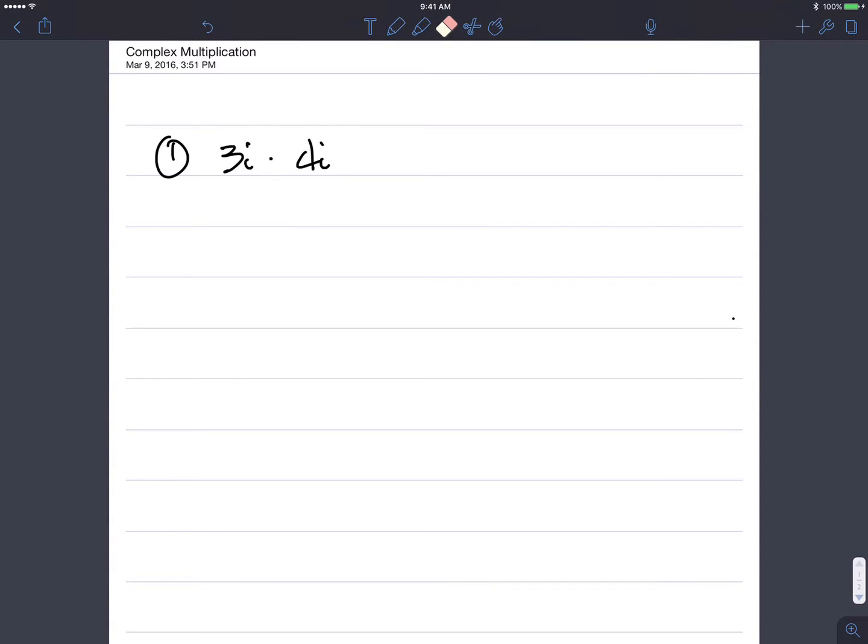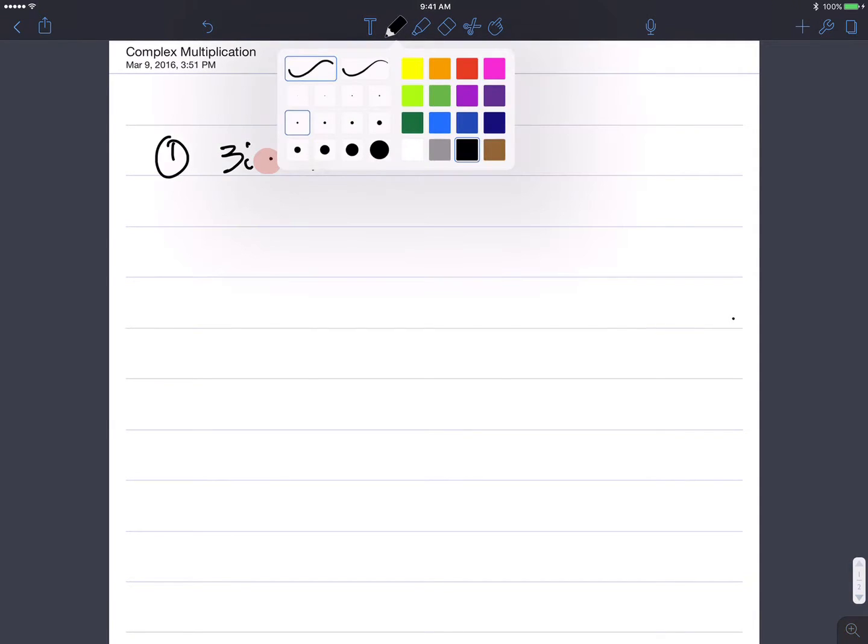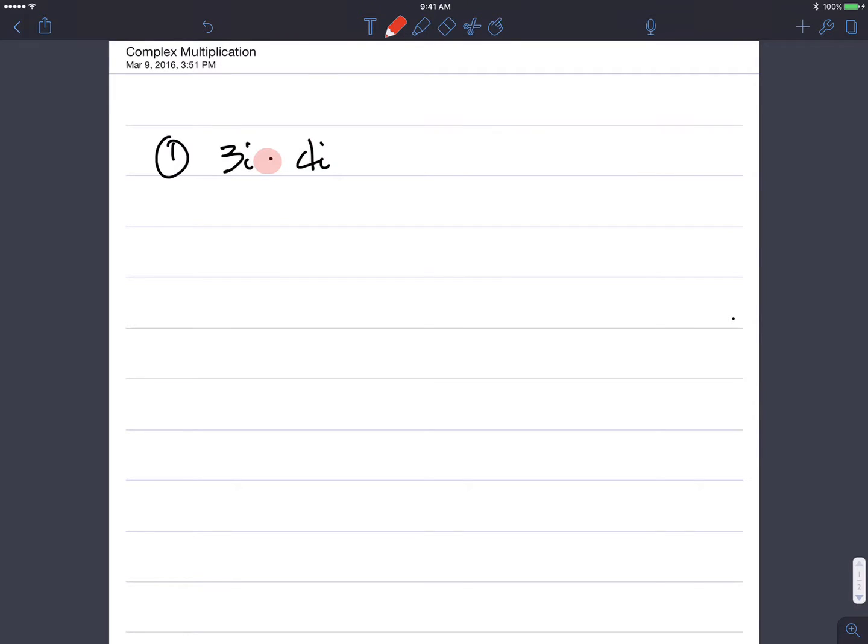This is the video solutions for the complex multiplication homework. This is based on the lecture we had in class. So notice here we are multiplying two complex numbers together. And recall that we have a string of multiplication. What I mean by that is 3 times i times 4 times i is really what this is here.